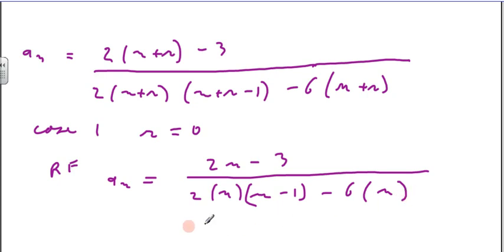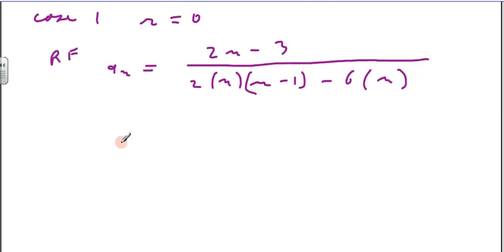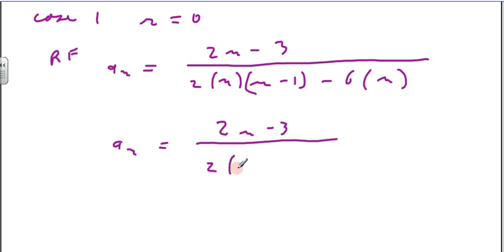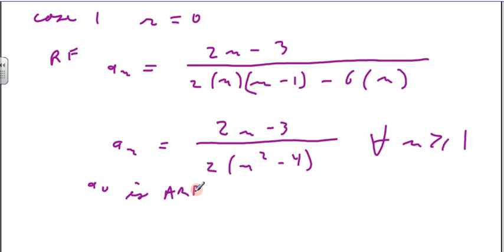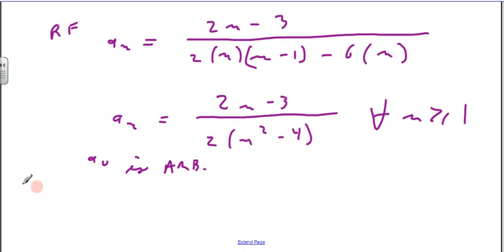So a_n becomes (2n - 3). I've got an n squared, I got a minus 2n, I got a minus 6n, I've got a 2n squared minus 8n for all n greater than or equal to 1. Okay, so a_0 is arbitrary. Okay, so we're going to look at n is equal to 1.